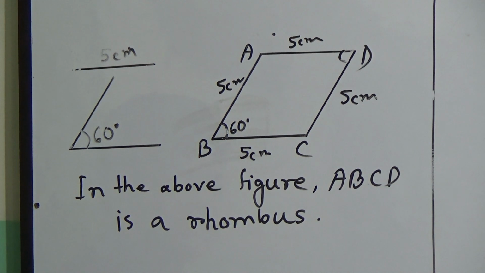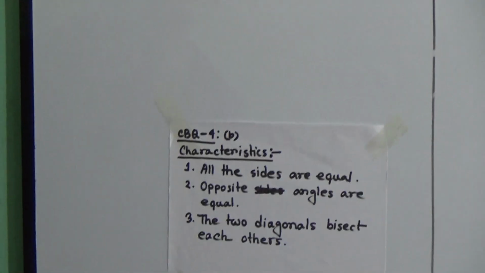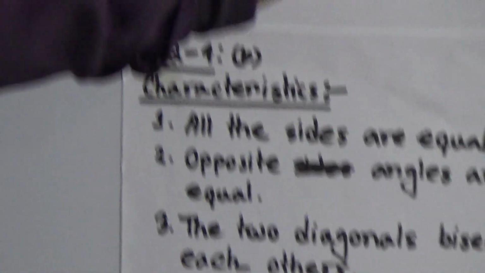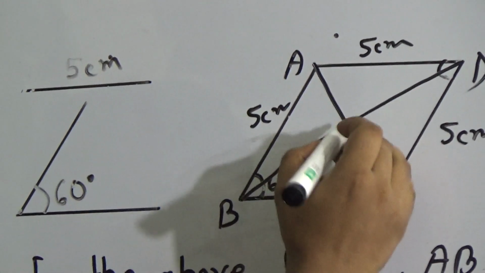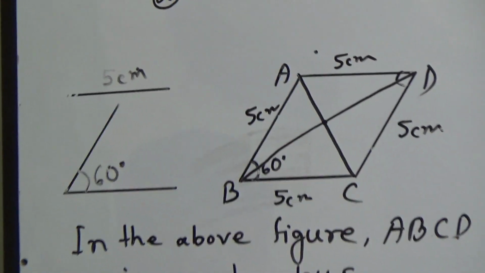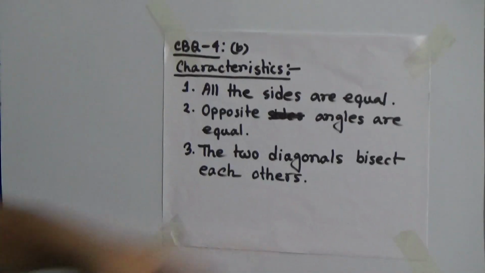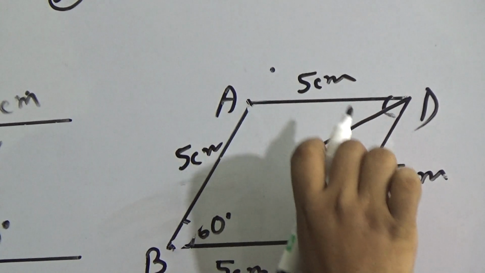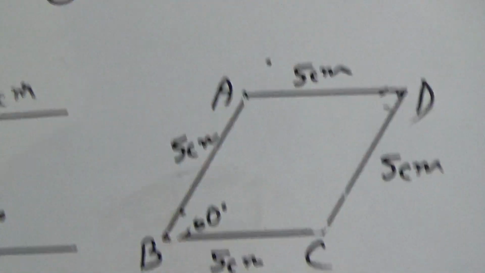The diagonals bisect each other. My dear student, if we draw diagonal BD and diagonal AC, then the two diagonals bisect at this point. That means the two diagonals bisect each other. So question number 4 is done.